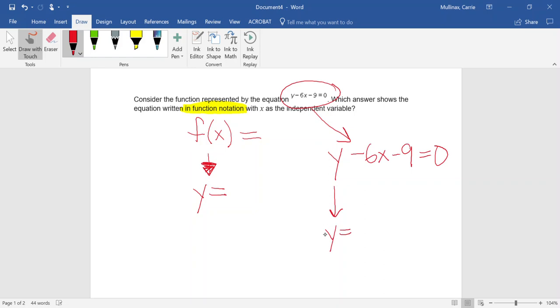Since y is already positive on the left-hand side of the equal sign, I'm going to use inverse operations. Minus 6x, the inverse of that is plus 6x. So plus 6x on both sides. And minus 9, the inverse of that is plus 9. Plus 9 on both sides. They're not like terms, so I just leave it as 6x plus 9. So my equation in function notation is y equals 6x plus 9, or f of x equals 6x plus 9.